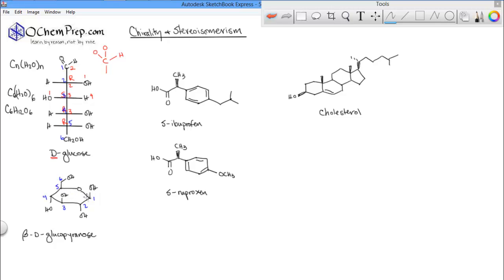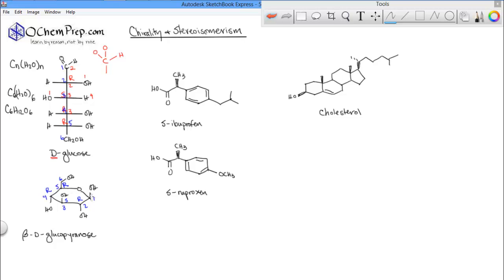Now, if you went and did R's and S's on all of these, 2, 3, 4 would match R, S, R. So this would be R, S, R. You can go and play with this molecule in your head and make sure you can see these are R, S, R. Now this one, the bottom one, is also R, that's the D. So whenever you draw a sugar, you're going to have this CH2OH going up.